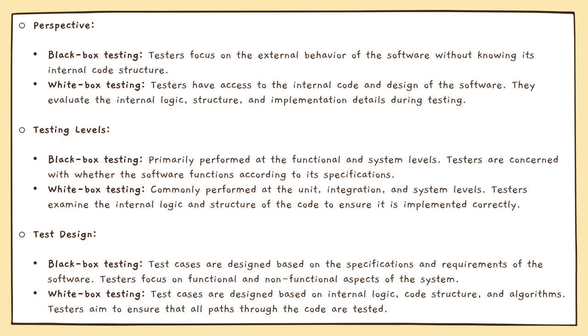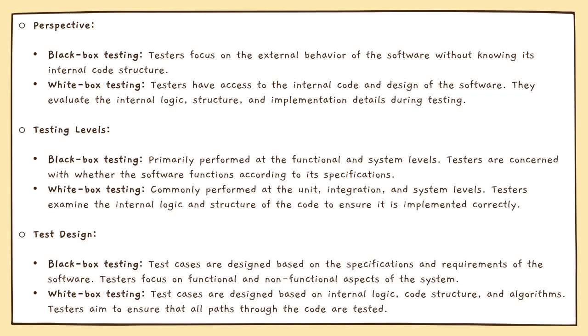Testing levels. Black box testing is primarily performed at the functional and system levels. Testers are concerned with whether the software functions according to its specifications. White box testing is commonly performed at the unit, integration, and system levels. Testers examine the internal logic and structure of the code to ensure it is implemented correctly.